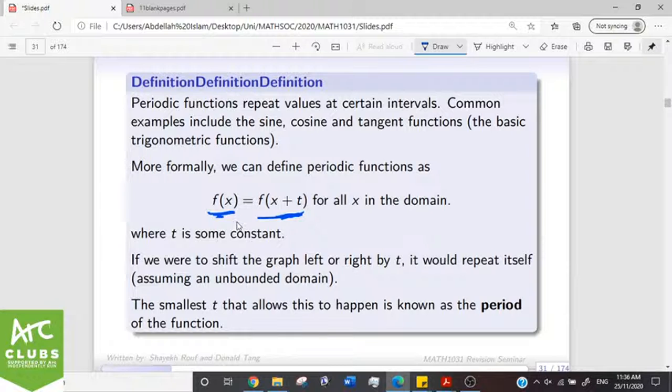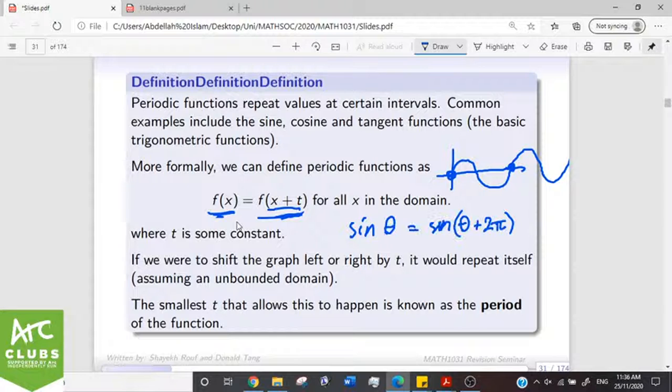So the classic example is, of course, sine, right? Whenever you add 2 pi into the sine function, it just returns back to its original value, because sine of theta is equal to sine of theta plus 2 pi. Adding 2 pi doesn't change it.